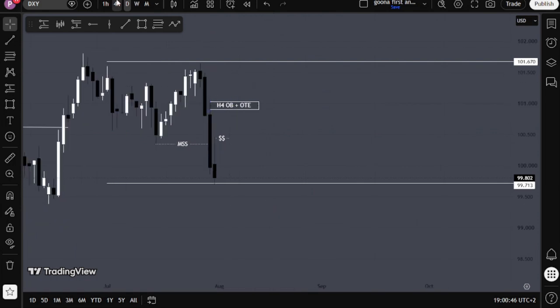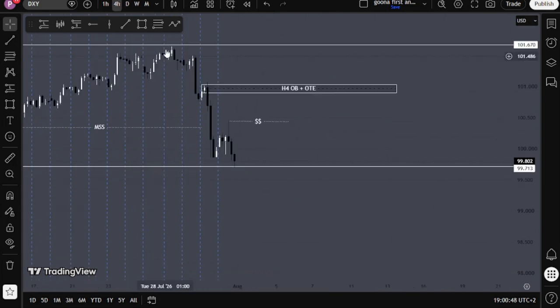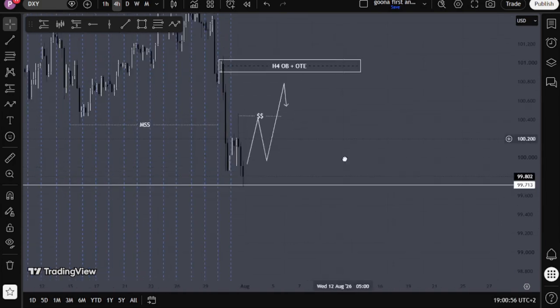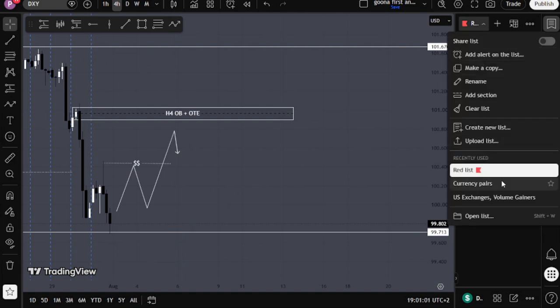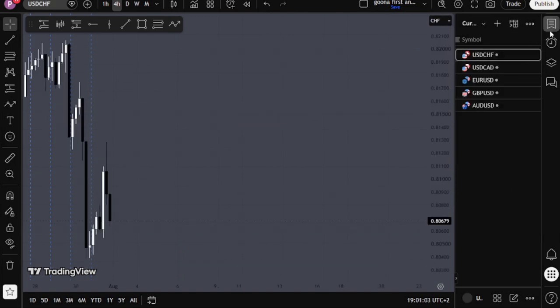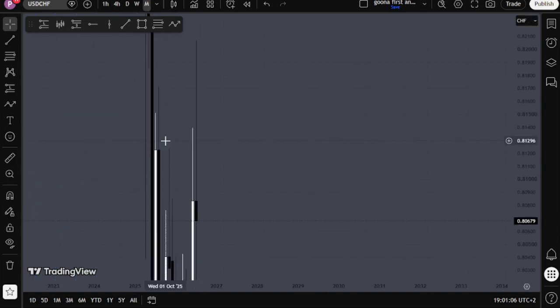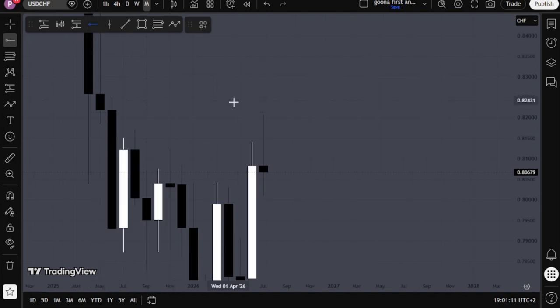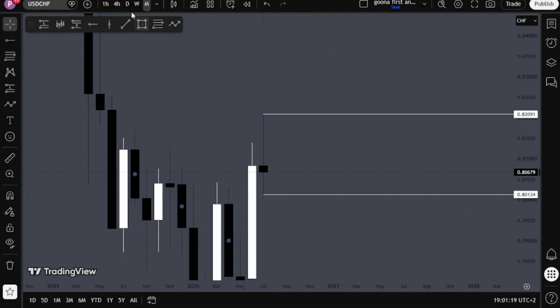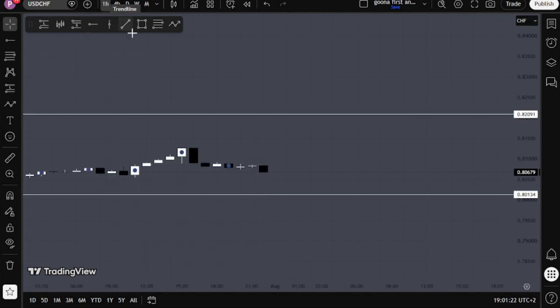So this is what I see on DXY. So it has to do something like this. Yeah, they're moving down to currency pairs. Same thing, go to the monthly. Monthly high, monthly low. I want to check something. Let me check something.